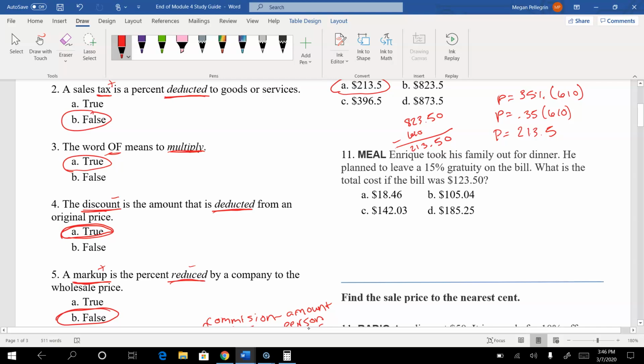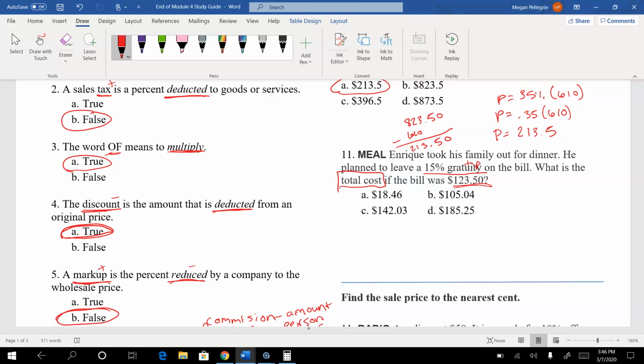Okay. Enrique took his family out for dinner. He planned to leave a 15% gratuity. Gratuity, remember, is a tip on the bill. What is the total cost? So we want to know the whole thing if the bill was $123.50. Okay, so this was the total bill.